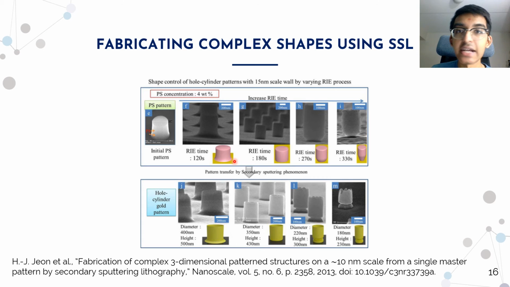This figure shows the SEM images of the fabricated polystyrene pre-patterns and the resulting high aspect ratio nanostructures with various complex shapes that were made. It should be noted that all of these shapes were produced from only a single master template, just with varied fabrication conditions.